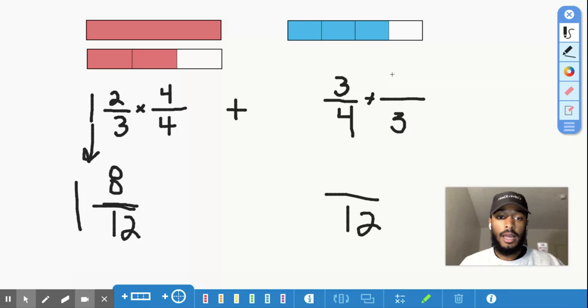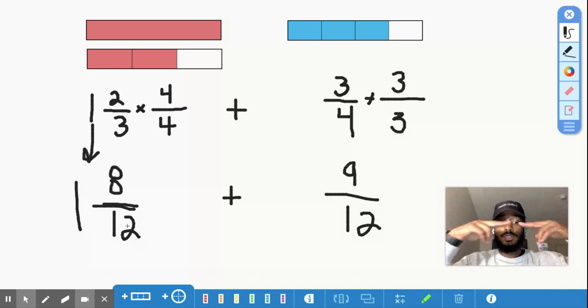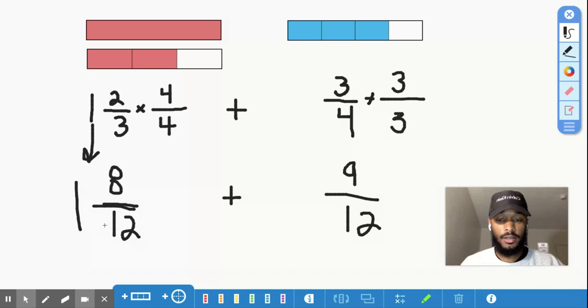So that means I have to multiply the numerator. Whatever I do at the bottom, I have to do at the top. 3 times 3 gives me 9. So now I have 1 and 8/12 plus 9/12. And we know that once we have the same denominators, or like denominators, we can just add our numerators together. So I have 1 and 8/12 plus 9/12. That is going to give me what new fraction? That is our question for today. What is the new fraction going to be?